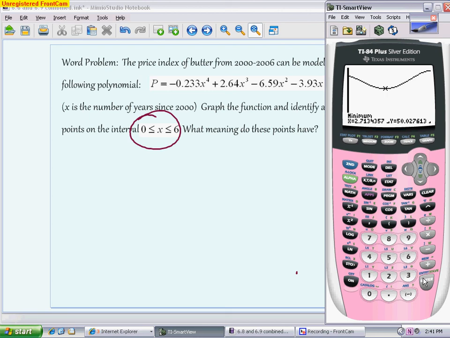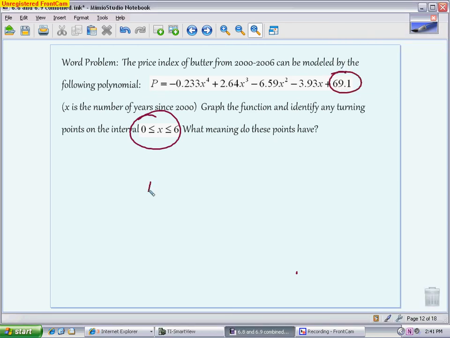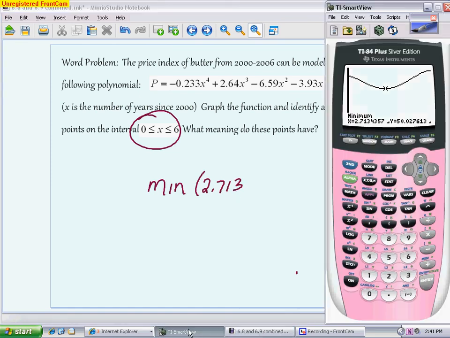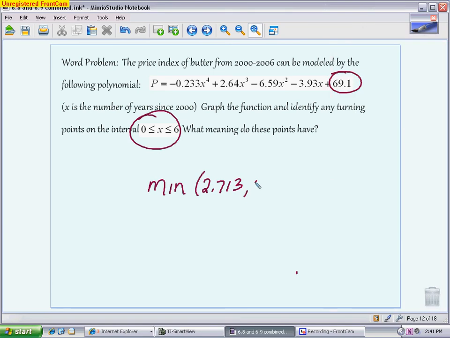So I'm going to write those coordinates down, and then we're going to have an interpretation of what that actually means. So my minimum is at 2.713. Again, try to get 3 decimal places to be pretty accurate. And my y value is 50.028 or 027.